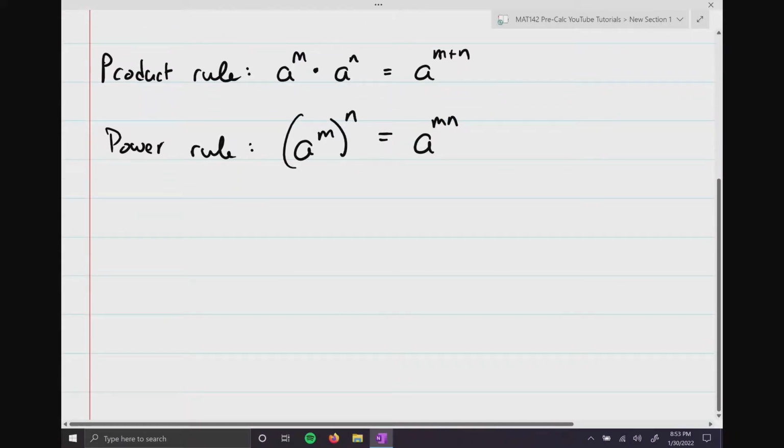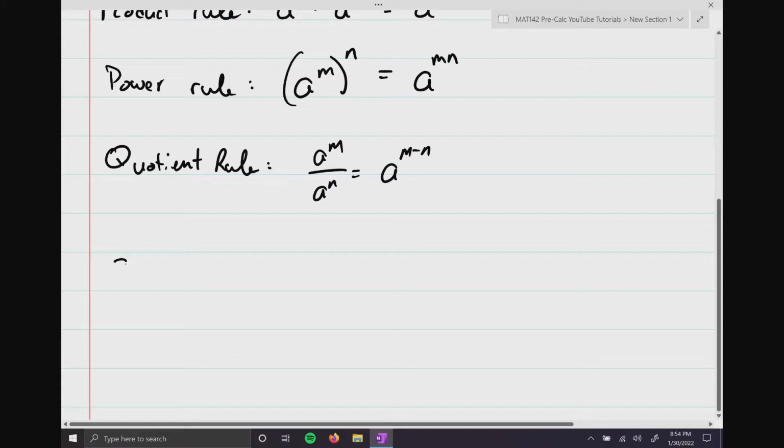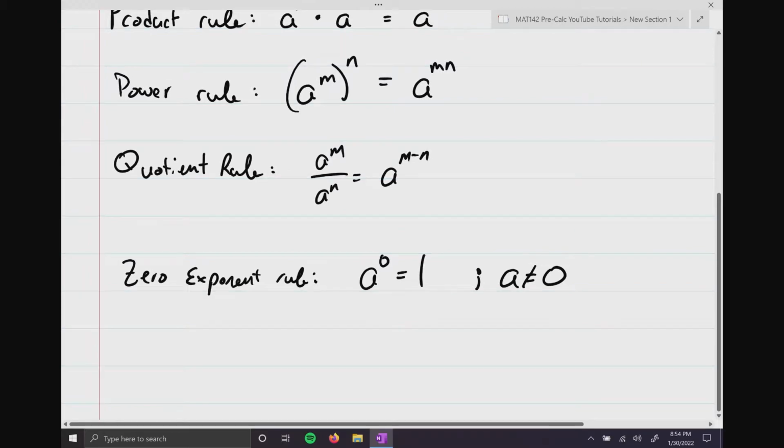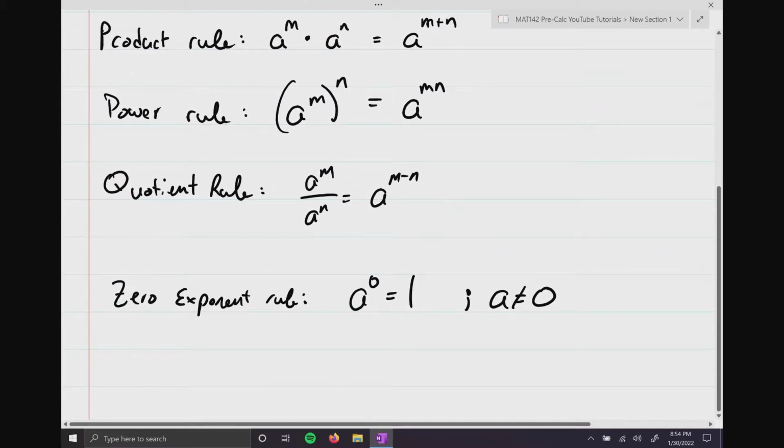Then we have the opposite of the product rule, which would be the quotient rule. And if you think about the product rule, you add the exponents. Well, with the quotient rule, you do the exact opposite, so we are going to subtract the exponents. Okay? Then we have the zero exponent rule. And the zero exponent rule says that almost anything to the zero power is equal to 1, except a is not allowed to equal 0. 0 to the 0 is undefined. Okay? So let's see here. We have the product, power, quotient, zero exponent rule.